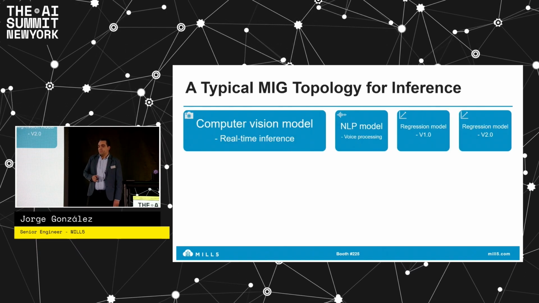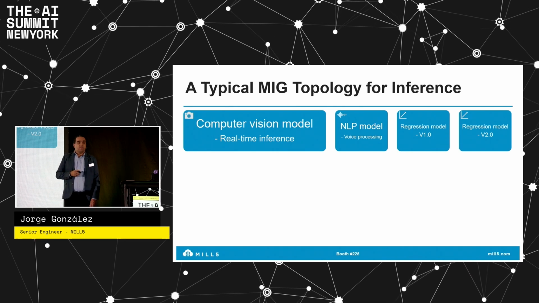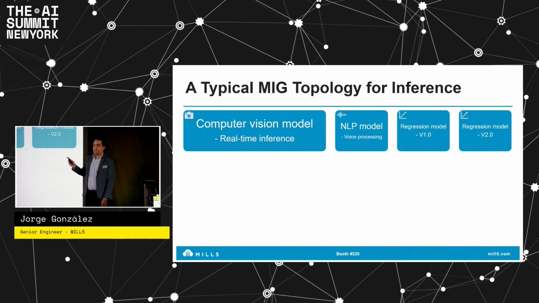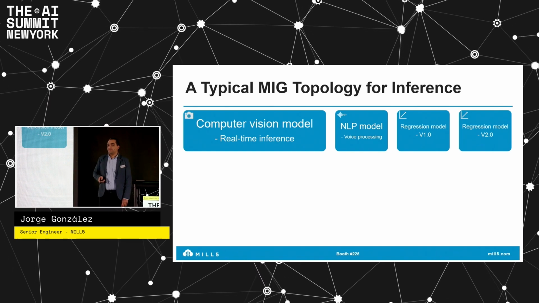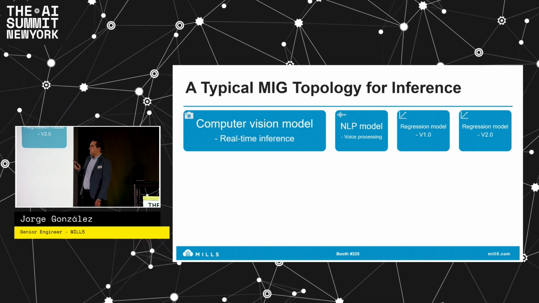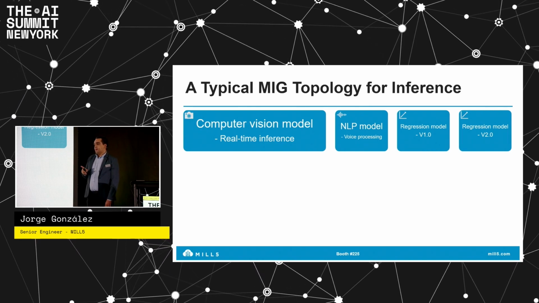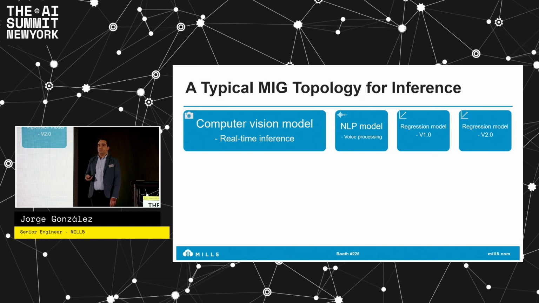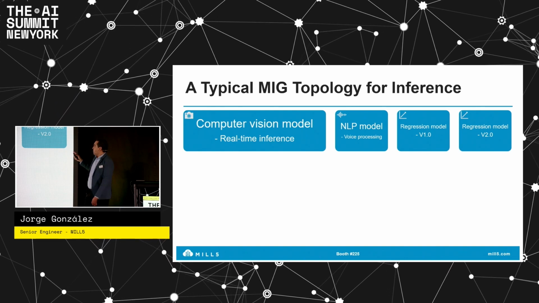This is another good example. This is actually an architecture or topology that we are using on one of our clients. We have a computer vision model that is basically running real-time inference, right? We have an NLP model that is processing the same video stream for some voice processing, and we have 2 regression models. Here's a cool thing. You have exactly the same regression model here, but you could test a new version at the same time to do something that we call A/B testing or shadow testing.